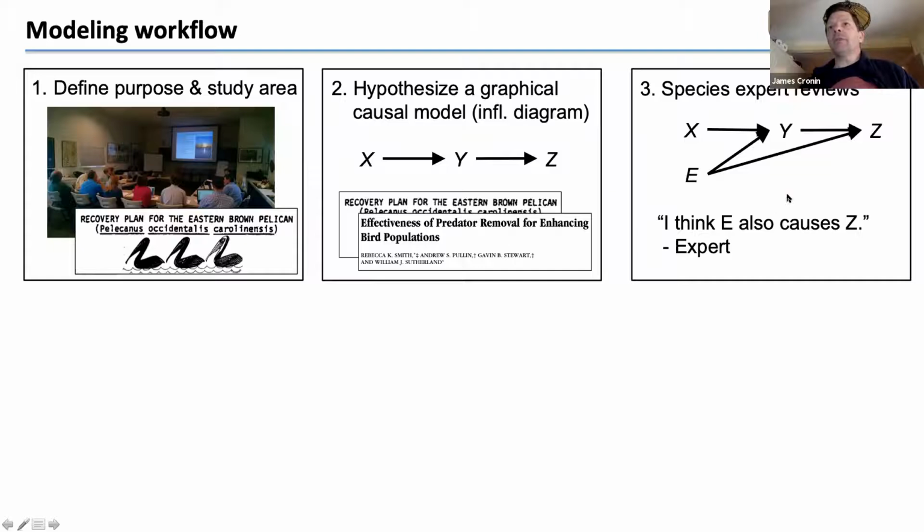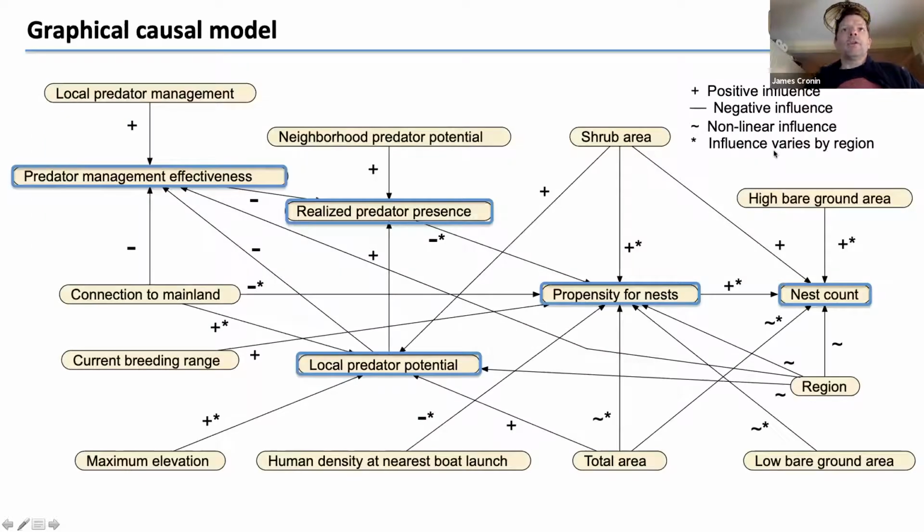Once we have a draft of these, we have a team of species experts that review our hypothesized causal model, and we get feedback from them. In this case, I'm saying the expert thinks that E also causes Z. After we talk to them for a bit, maybe it becomes clear that the expert believes that E directly influences Z, or that it's indirectly influencing Z because, say, E also causes Y.